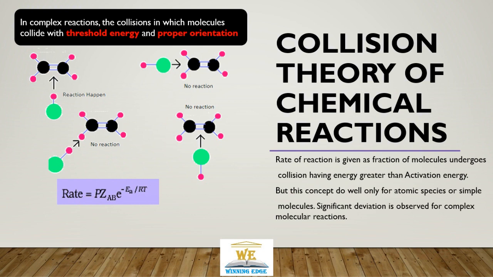So the reaction rate will be equal to P Z_AB, which is the frequency factor, times exponent of minus activation energy divided by gas constant R times temperature T, where T is measured in the Kelvin scale. P is a steric factor or orientation factor. Z_AB will be the collision frequency.